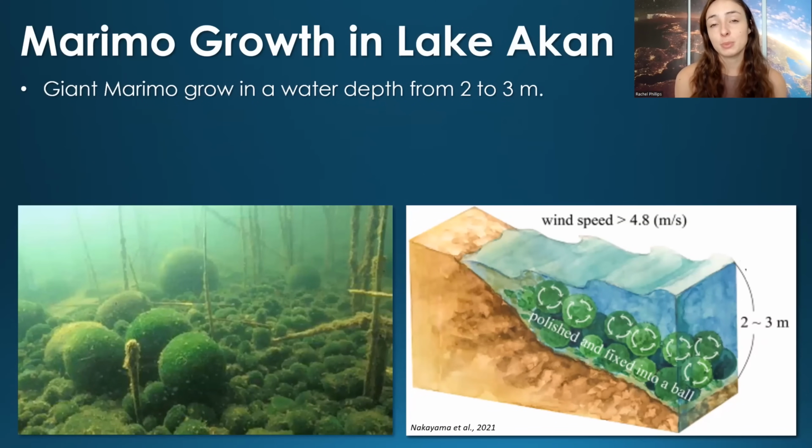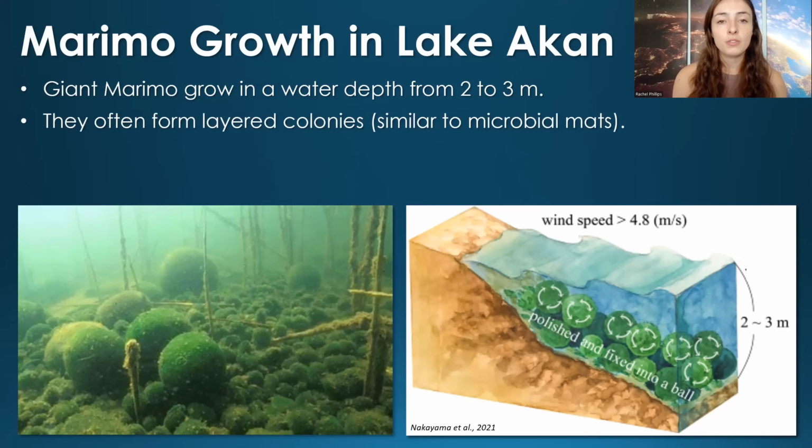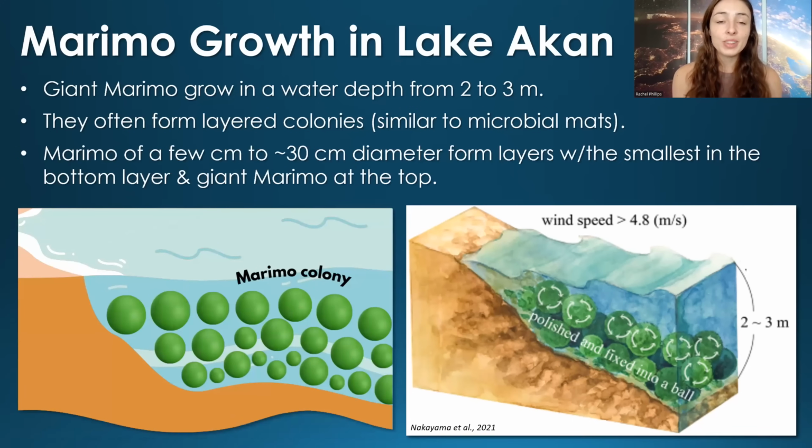So these moss balls have specifically been studied, or mostly been studied, in Lake Akan in Japan, like I talked about earlier, because that's their main habitat on Earth today. And the giant moss balls specifically grow in a water depth of around 2 to 3 meters, and they often form layered colonies, like I just mentioned, like microbial mats almost. Within these colonies, they range in size from a few centimeters diameter to over 30 centimeters in diameter and form layers with the smallest Marimo or smallest moss balls at the bottom and the largest ones, the giant ones, at the top.